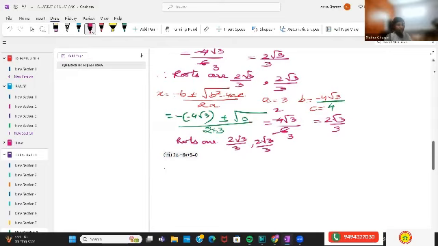Ma'am, is there a possibility that we get two different roots by using quadratic formula? Yes, beta. In the next question, I will explain this, when roots will be different.